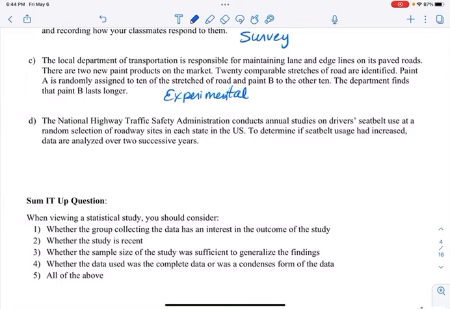The National Highway Traffic Safety Administration conducts annual studies on driver seatbelt use at a random selection of roadway sites in each of the U.S. To determine if seatbelt usage has increased, data is analyzed over the next 2 years. So you're not doing an experiment and you're not doing a survey. You're not asking people if they wear seatbelts or not. This is observational.